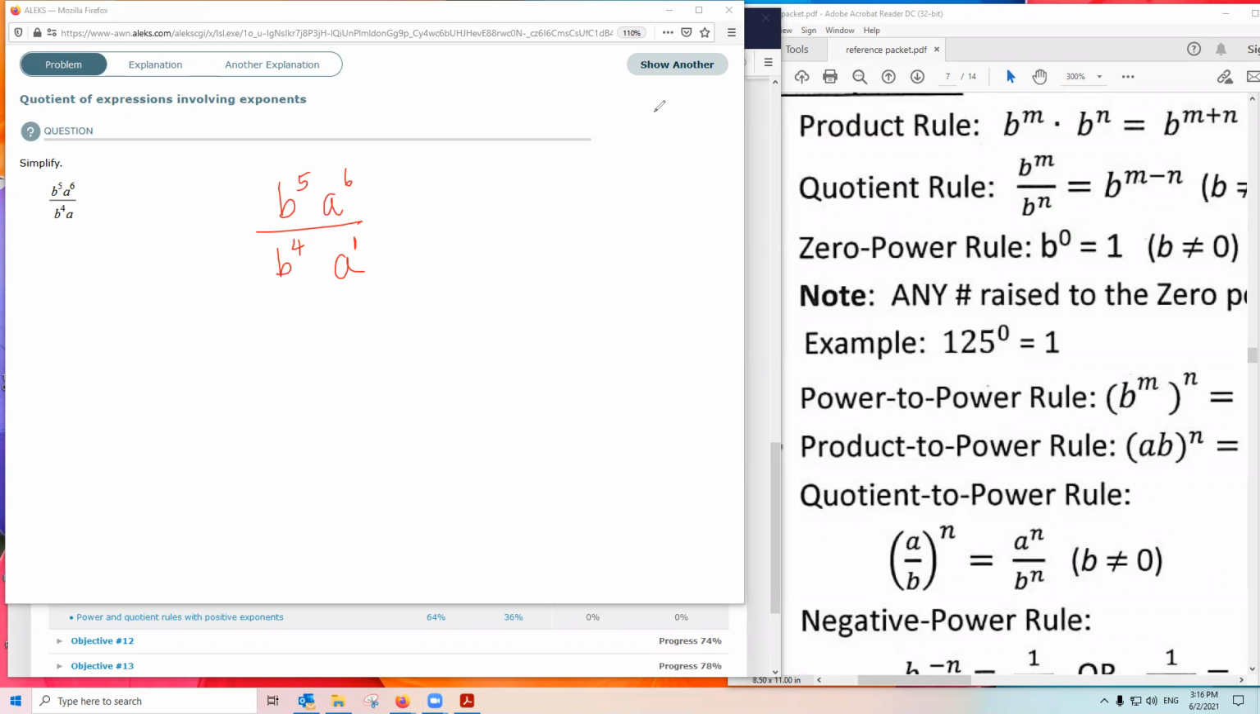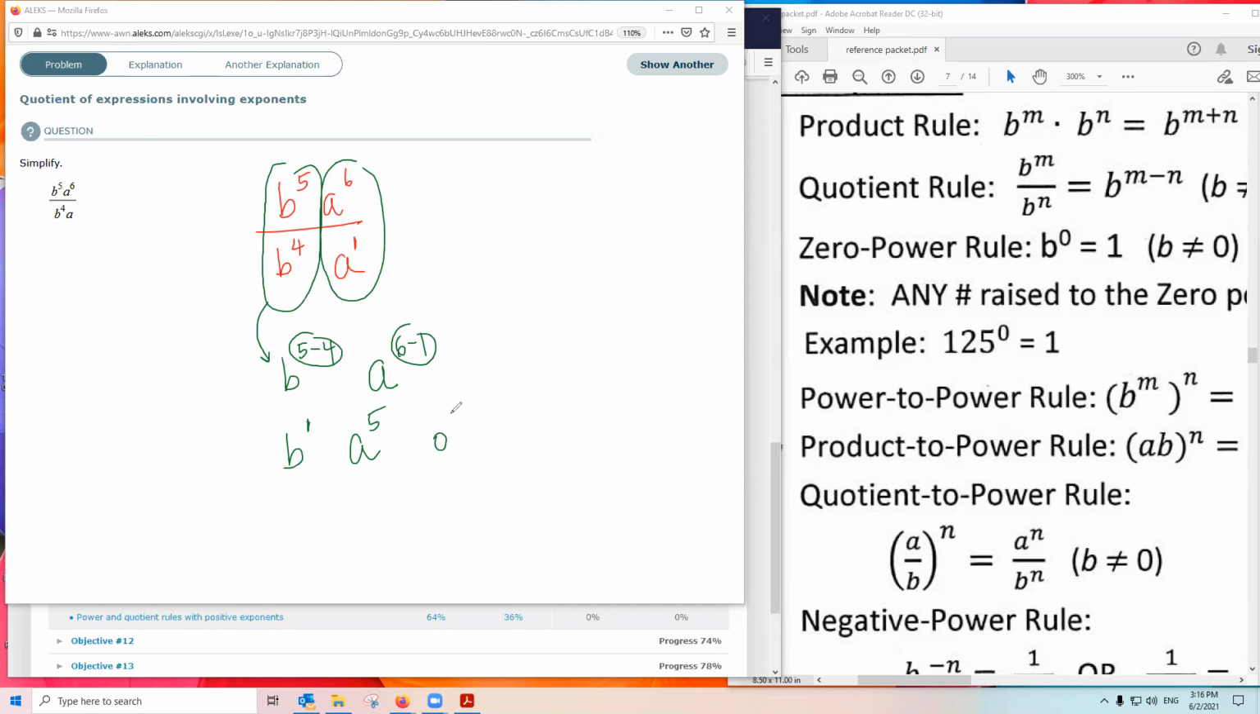All right, now I'm going to use the quotient rule for each one of these letters. Let me look at the B's first. Well, that quotient rule says keep the base the same and subtract the exponents. I'm going to do the same thing for the A variable. Keep the base A, subtract the exponent 6 minus 1. Well, 5 subtract 4 is 1. And for the A, 6 subtract 1 is a 5.